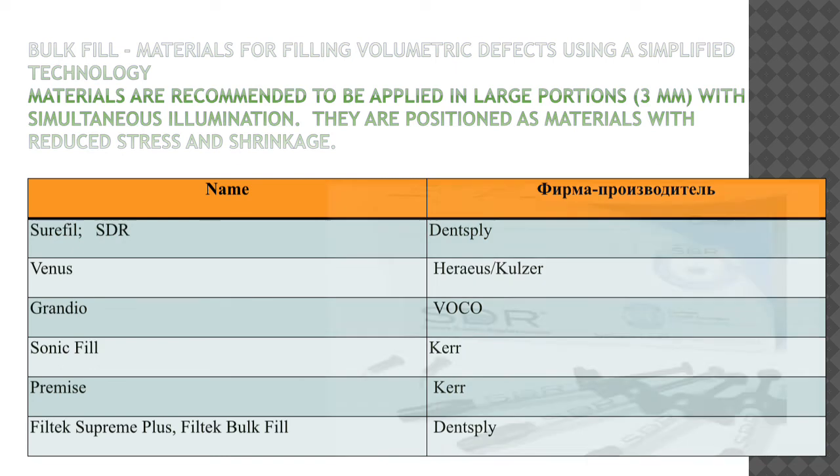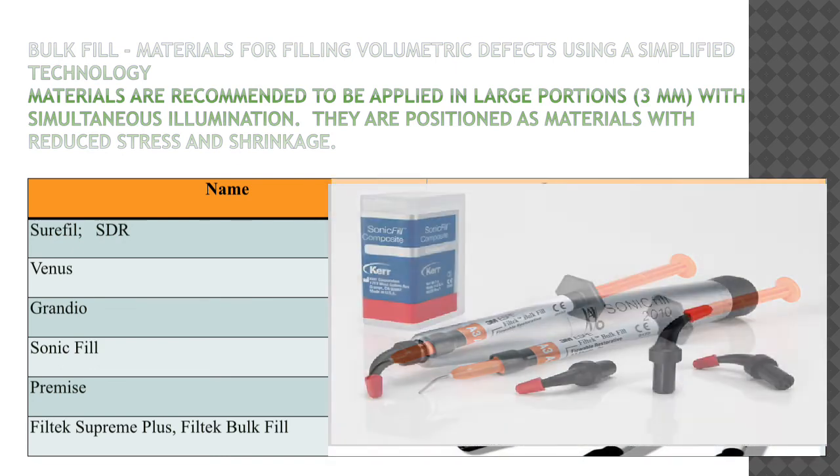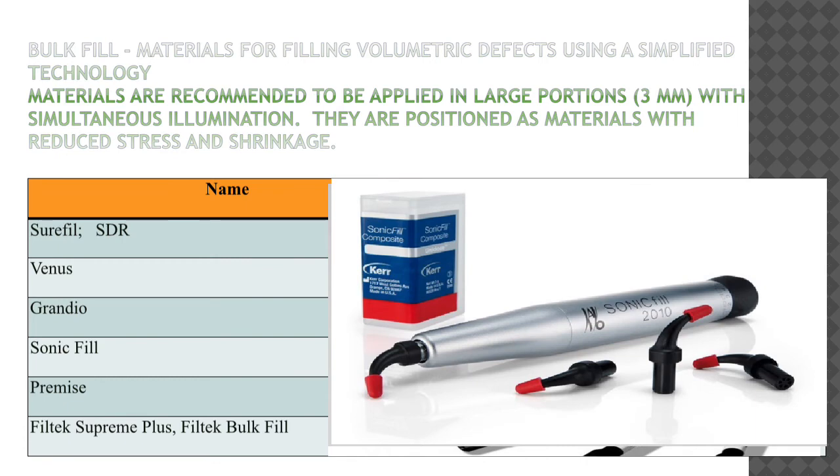Bulk fill materials are used for filling volumetric defects using a simplified technology. These materials are recommended to be applied in large portions of 3 to 5 mm with simultaneous illumination by a polymerization lamp. They are positioned as materials with reduced stress and shrinkage and can fill the entire cavity with just one portion of material. You can see the names of these materials on the slide.